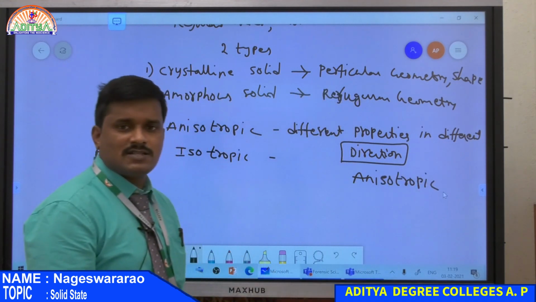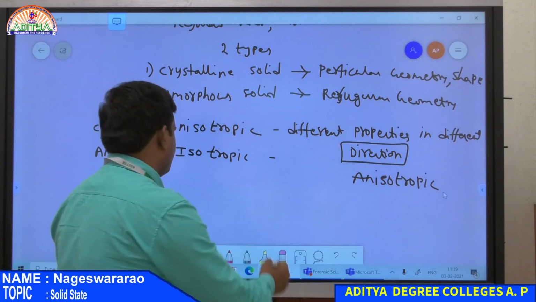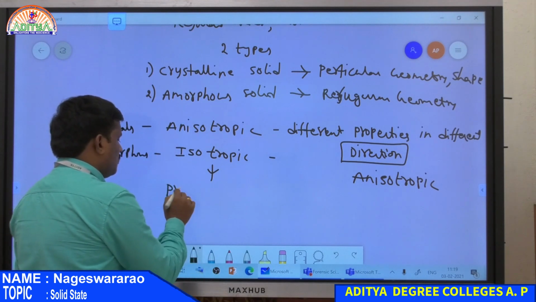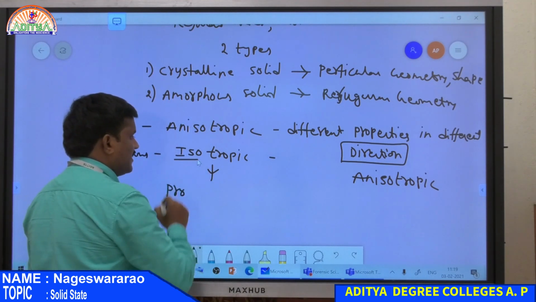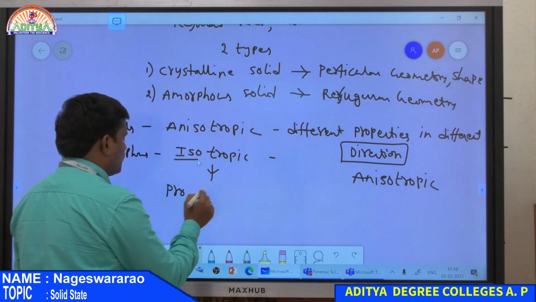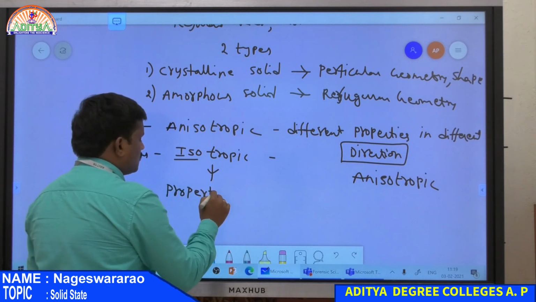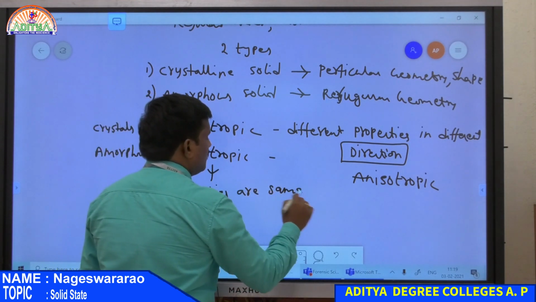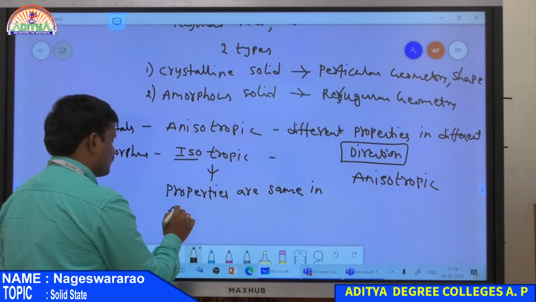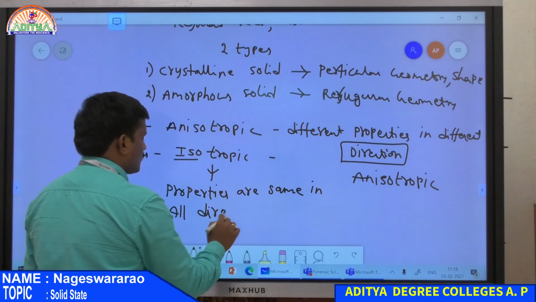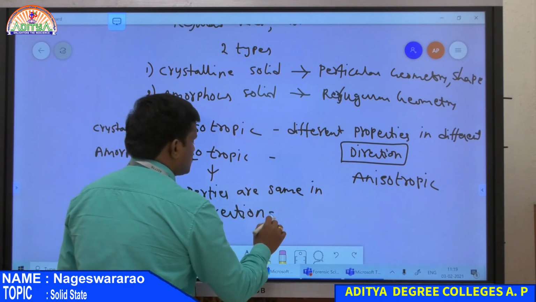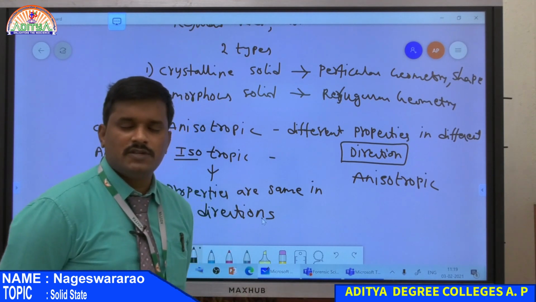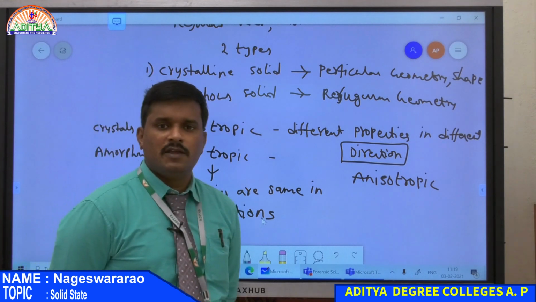Whereas amorphous solids are always isotropic. So this property is the same along all directions. Isotropic means iso is same, and tropic means properties. So same properties, the properties are the same in all directions. Then that is nothing but isotropic in nature.